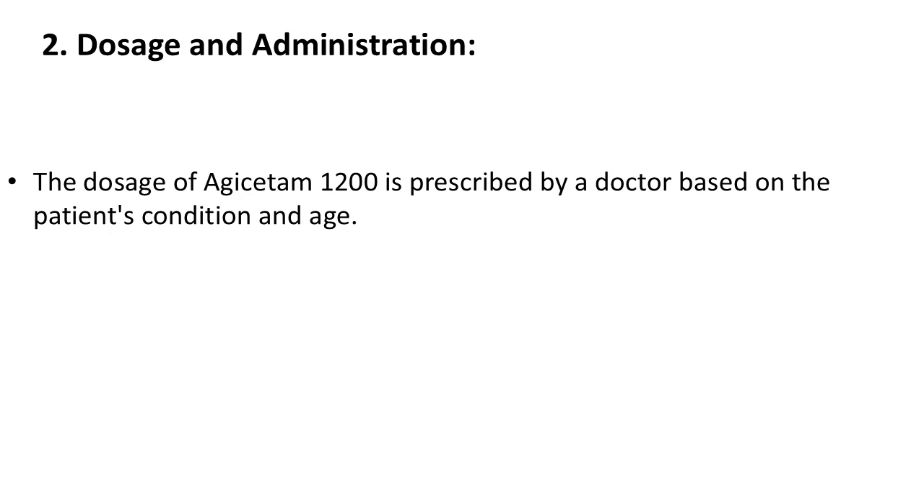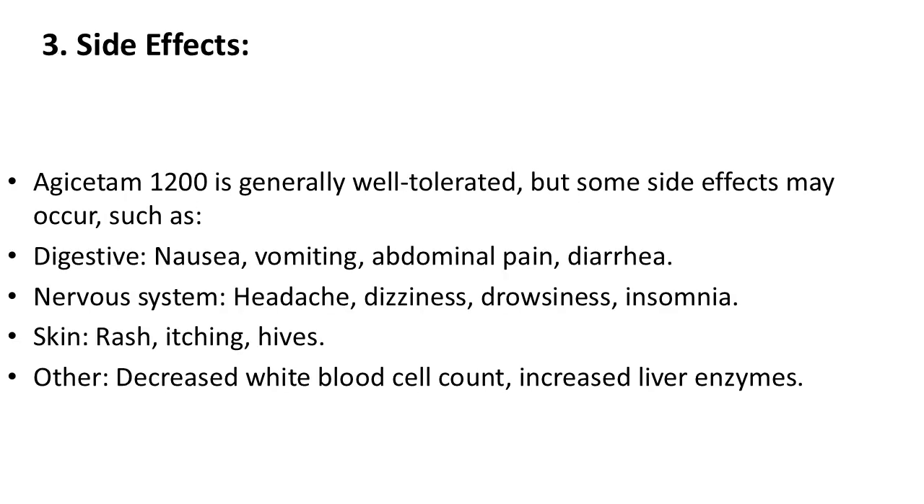The dosage of Agicetam 1200 is prescribed by a doctor based on the patient's condition and age. 3. Side effects. Agicetam 1200 is generally well tolerated, but some side effects may occur, such as digestive: nausea, vomiting, abdominal pain, diarrhea; nervous system: headache, dizziness, drowsiness, insomnia; skin: rash, itching, hives. Other: decreased white blood cell count, increased liver enzymes.